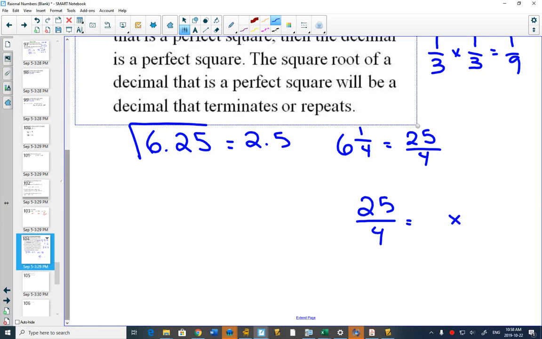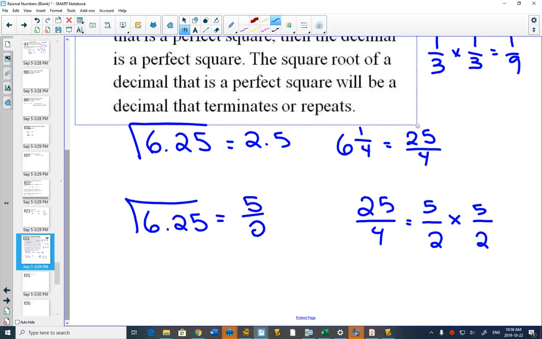And 25 over 4 is pretty easy to figure out what times what makes 25 over 4 if it has to be the same. Because what times what makes 4? 2. And what times what makes 25? 5. And so the answer to the square root of 6.25 as a fraction is 5 over 2. If you take 5 and cut it in half, what do you get?